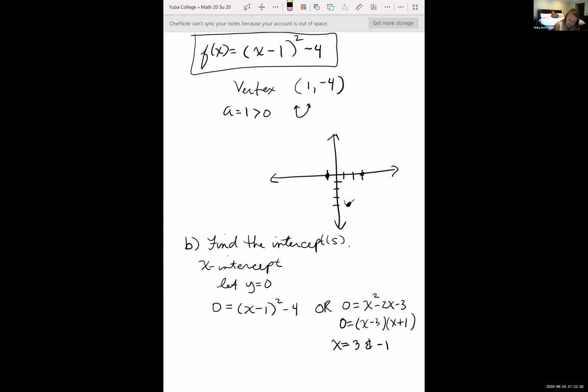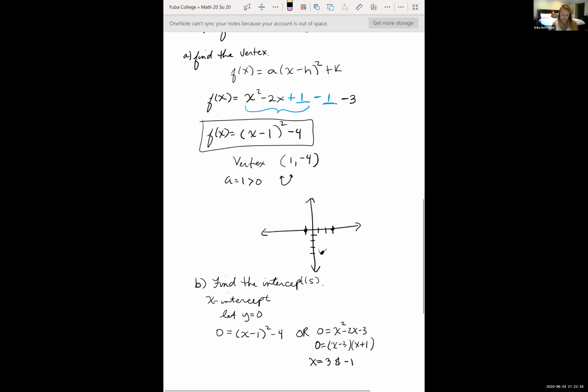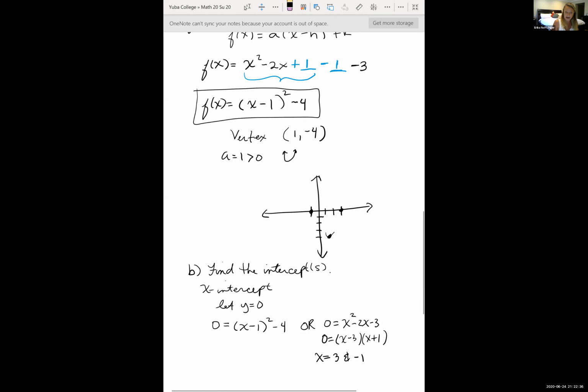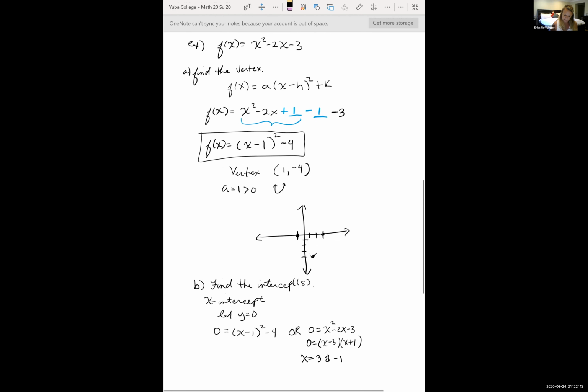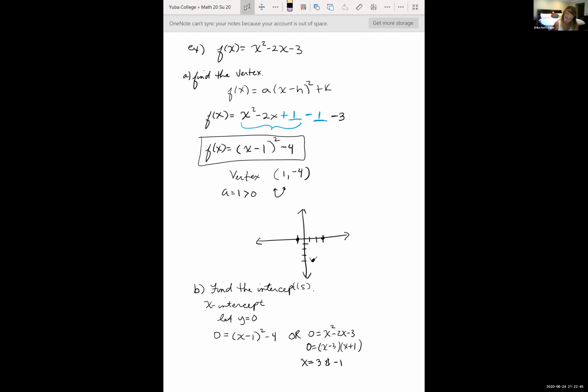It is always easiest to find the y-intercept plugging it back into the original. Because if we plugged in 0 wherever we see an x, it's just going to give us back whatever our constant was. So that's going to be at -3. So y-intercept, we're going to let x equal 0 and f of 0 equals -3. So let's plot a point at 0, -3.